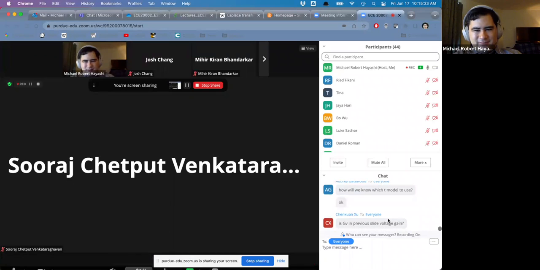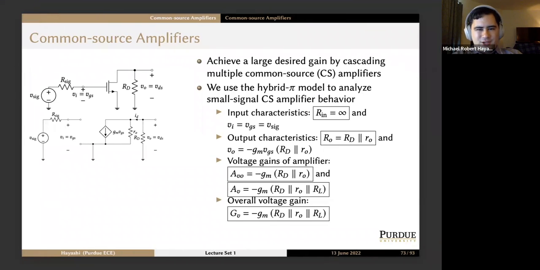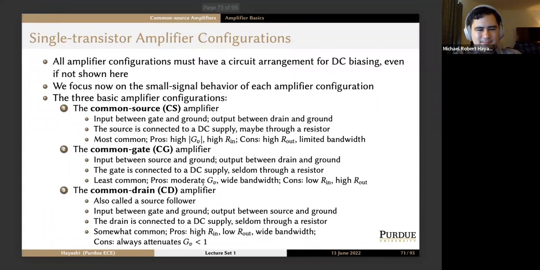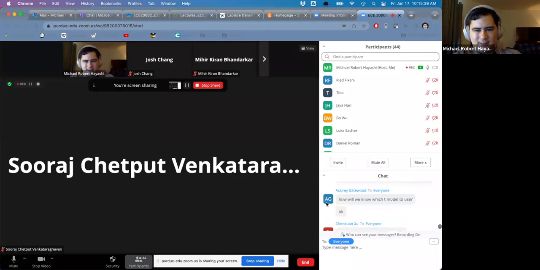Is GV in the previous slide voltage gain? Yes, GV refers to overall voltage gain in slide 71. Okay.